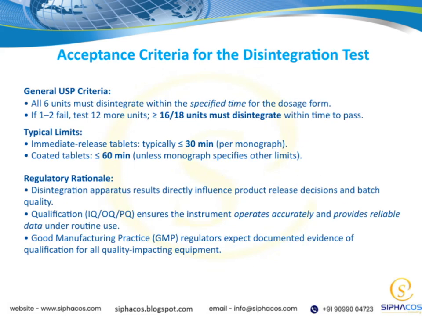Now, let's take a closer look at the acceptance criteria for the disintegration test. First, under the general USP criteria, all 6 units tested must disintegrate within the specified time for the dosage form. If 1 or 2 units don't meet this requirement, the protocol is to test an additional 12 units. To pass, at least 16 out of these 18 units must disintegrate within the specified time. This ensures consistency and reliability in the product's performance.